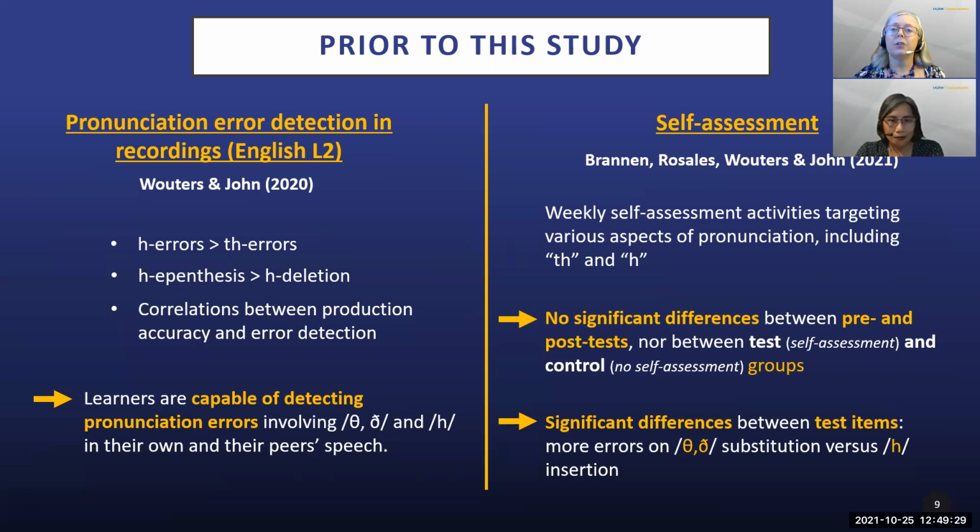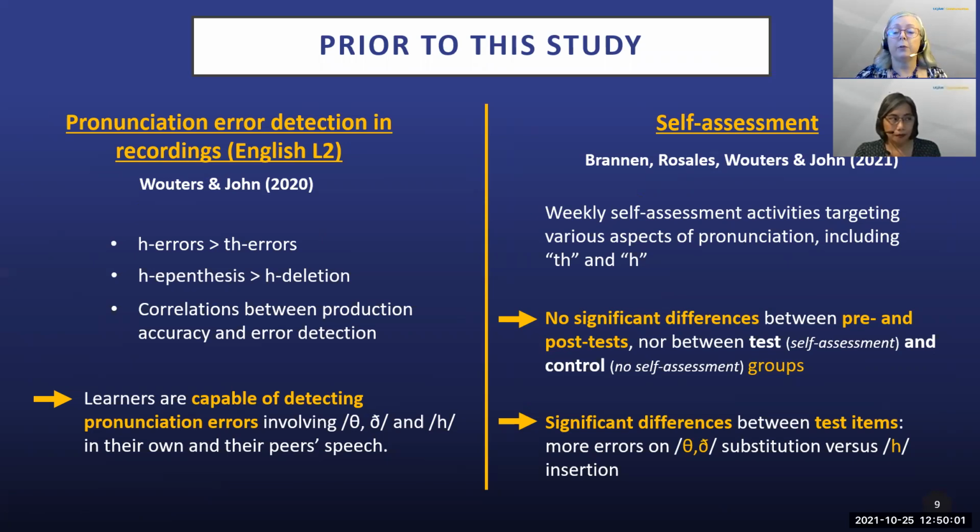Results did not show significant differences between the pre- and post-test performance, nor were there any significant differences between the test and control groups. Nonetheless, there were differences between test items. It was found that the TH substitution errors were more frequent than H insertion errors, a finding that's in accordance with what Wooters and John found, where their students had more trouble hearing the TH sounds compared to their H sound errors.